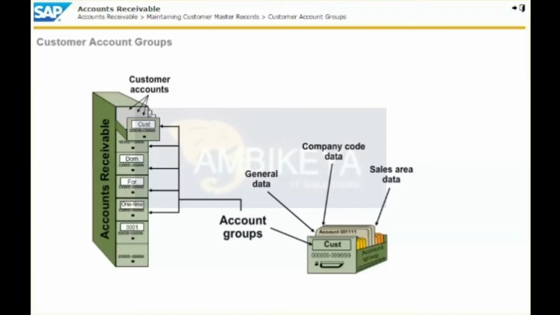Account groups have a number range assigned to them. Number ranges are of two types. Internal. Do not enter a customer number when creating the customer. Instead, the system assigns you a customer number from the number range assigned to the account group when the new customer master record is created.